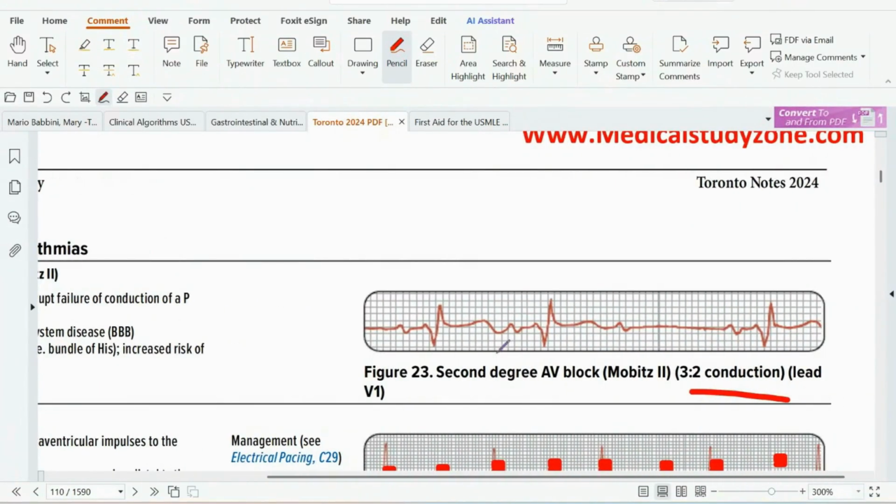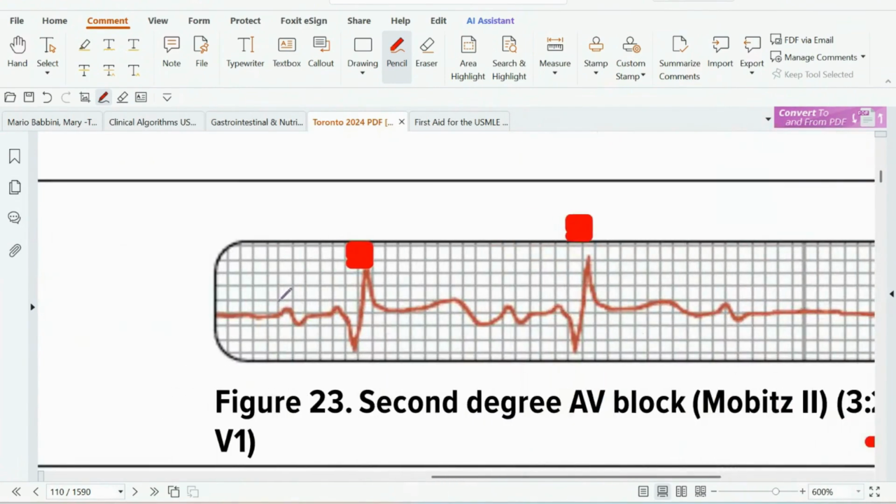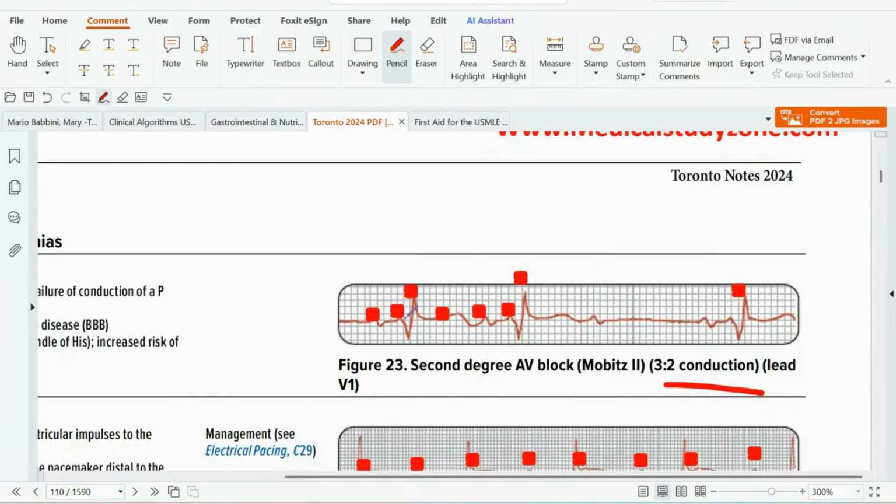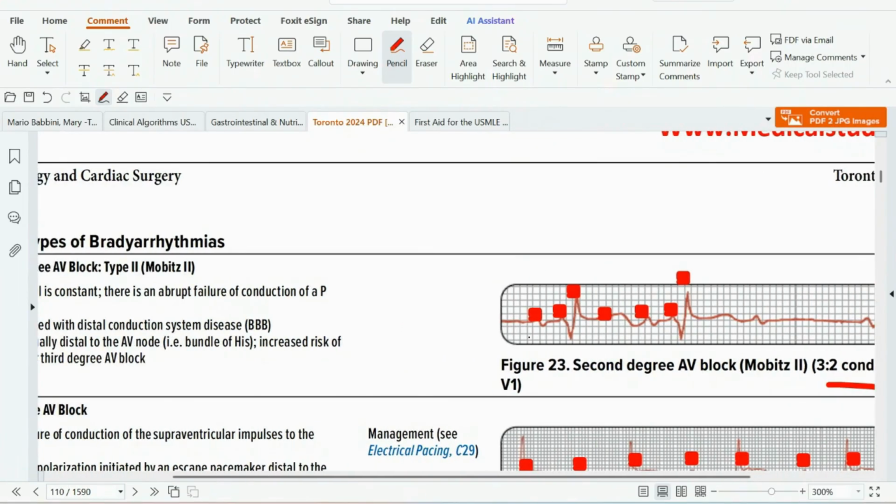Now, when I look over here, I see 1, 2, 3 QRS waves, right? But then I see, I think 1 here, 2 here. I'm sure there's 1 going in this, 1 going in this, 1 going in this. So for every 3 P waves, I'm seeing maybe 1 or 2 QRS complexes. So the ratio is very weird, right? Some P's are not getting through, so that is Mobitz 2. Do we understand Mobitz 2?